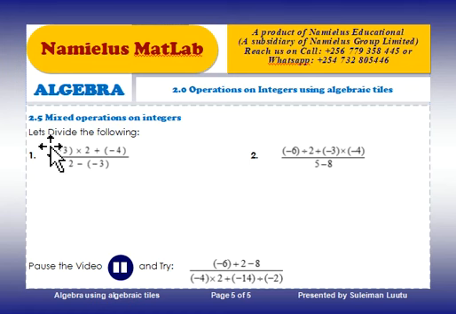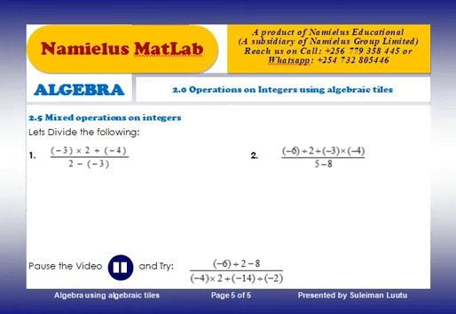As you can see, remember to use BODMAS in this case. For example, BODMAS is brackets, division, multiplication, addition, and subtraction. So we're going to start with this multiplication where we have -3 by 2.